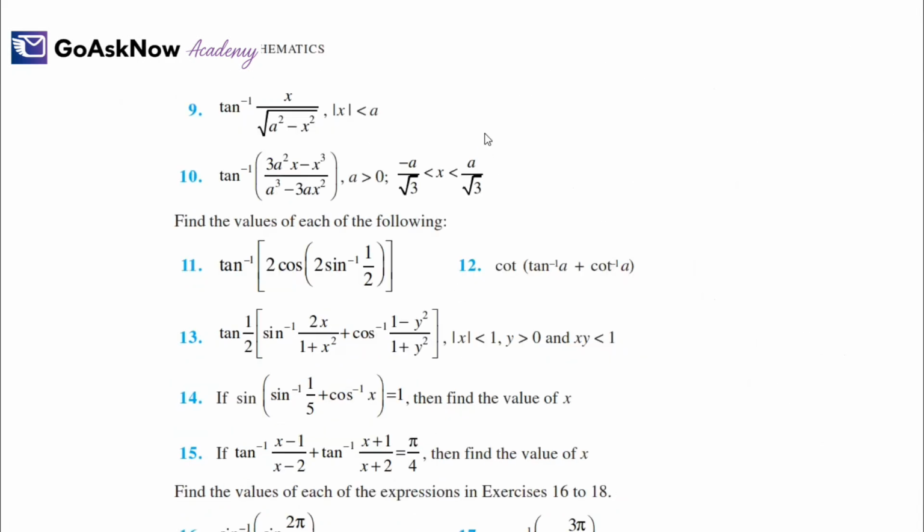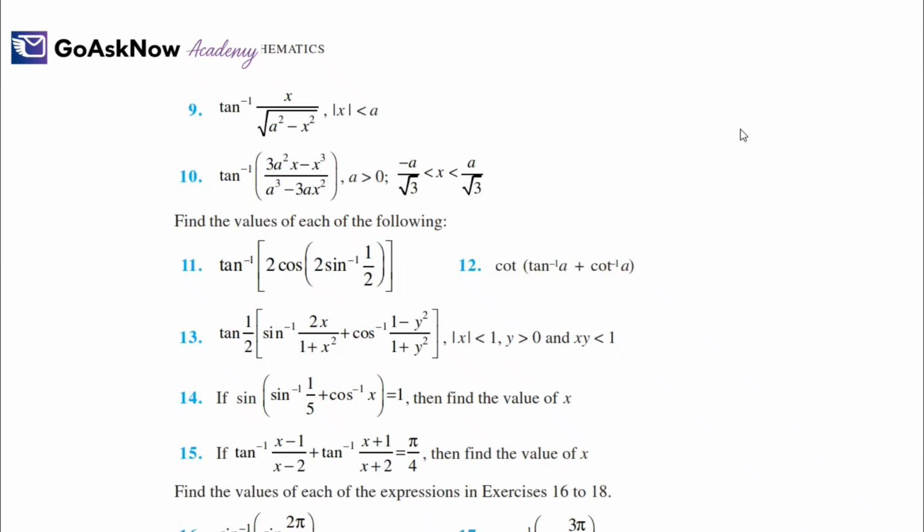So see the 11th question. It is also a very good question. So let's find out. Here, what is the value of tan inverse of 2 cos of 2 sine inverse 1 by 2?